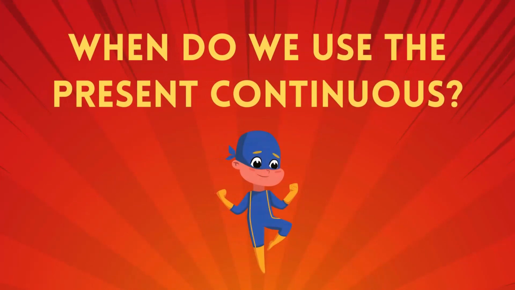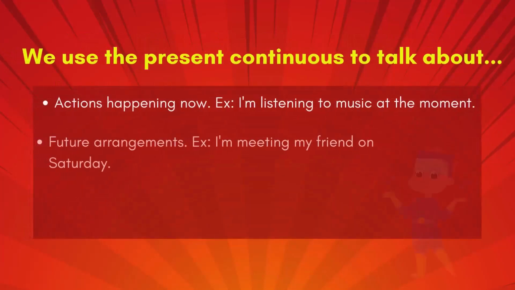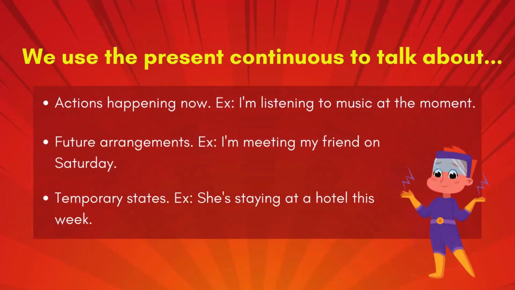When do we use the present continuous? We use the present continuous to talk about actions happening now. Example: I'm listening to music at the moment. Future arrangements. Example: I'm meeting my friend on Saturday. Temporary states. Example: she's staying at a hotel this week.